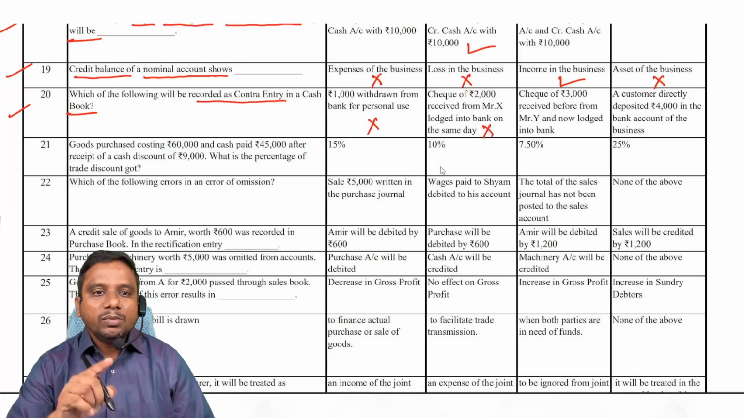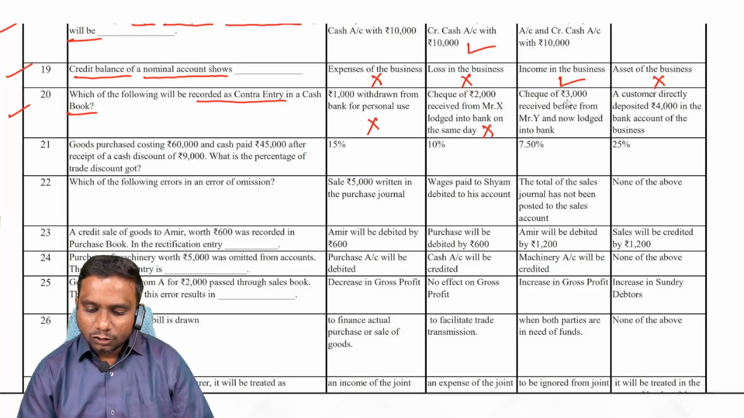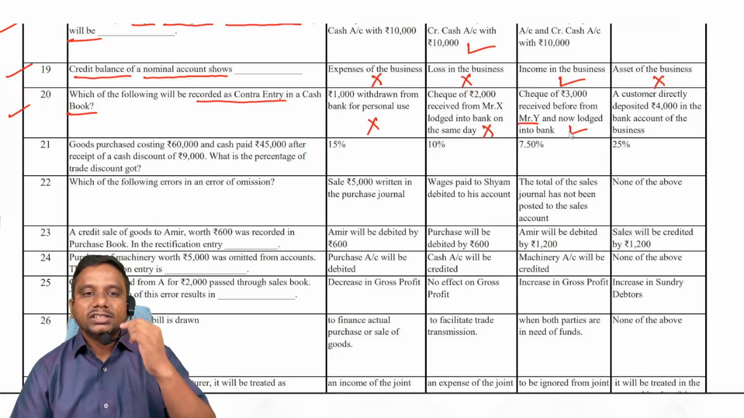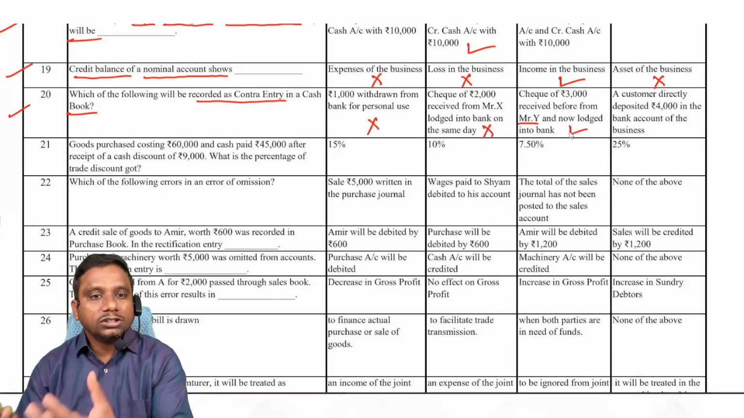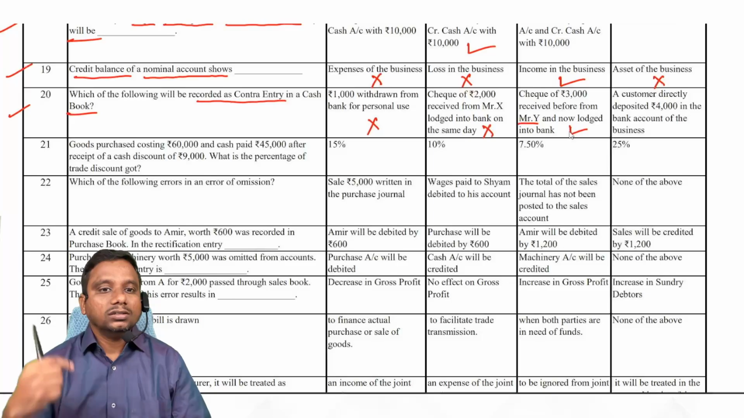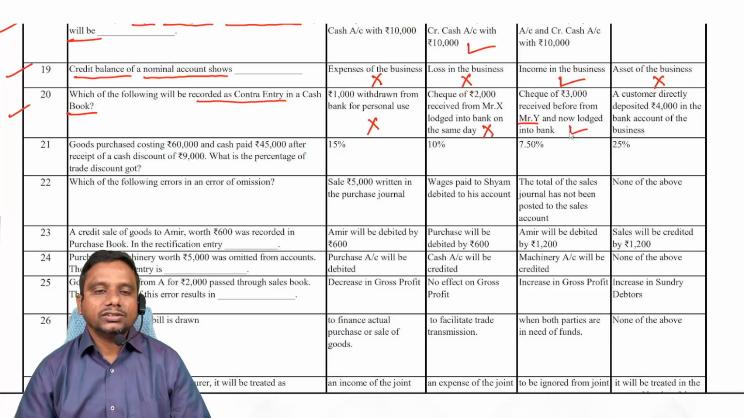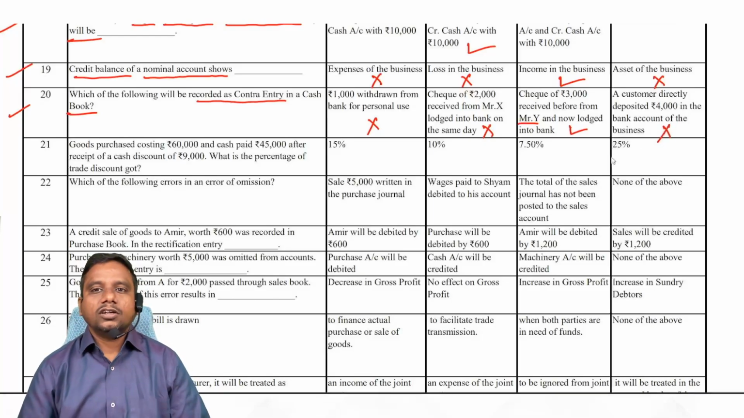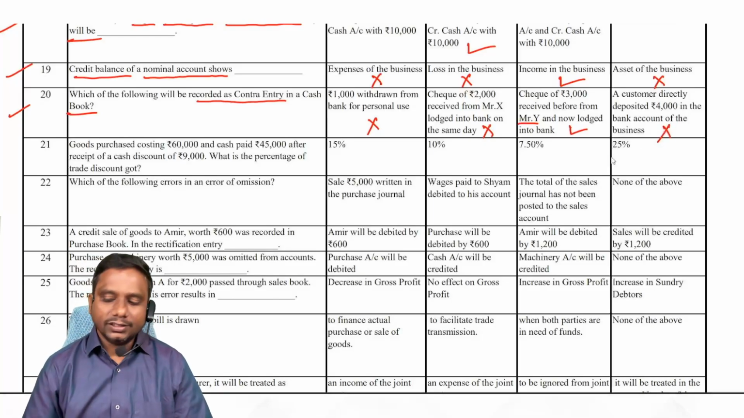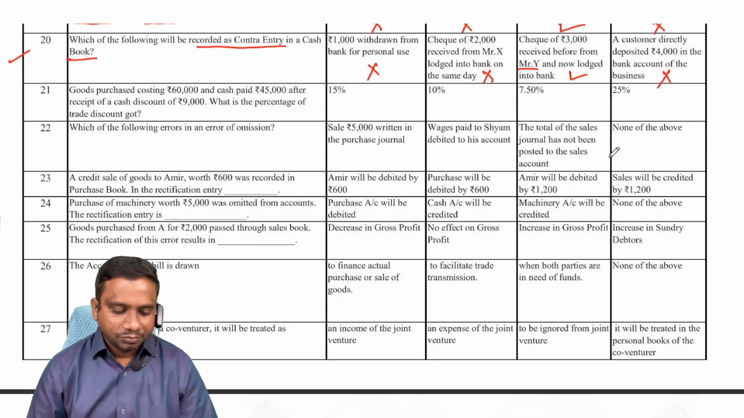In this case, we debit bank account. Yes. Cheque of 3000 received earlier from Mr. Y and now lodged into bank. At the time of receipt of the cheque, we debit cash account. Now at the time of depositing the same cheque into bank on a different day, we treat it as deposit of cash. So option 3 is correct. Option 4, a customer directly deposited. No. Here also we debit bank account. Third one, we treat it as contra entry.